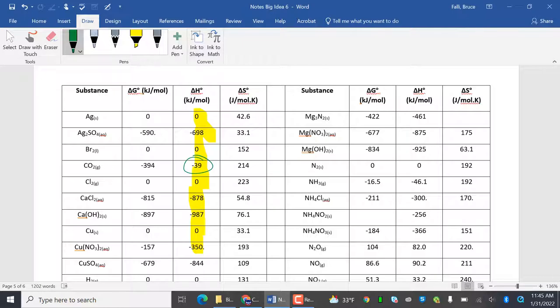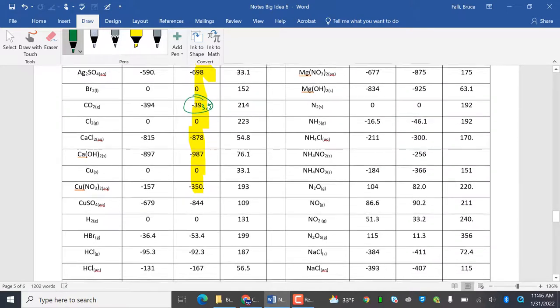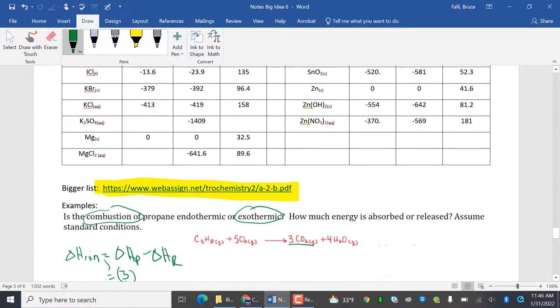I'm going to ask my phone. What is the heat of formation for carbon dioxide? Come on, Siri, let me know. Yeah, okay, I didn't think that was right. This is negative 393.5. Okay, so I wonder if this whole thing's a little messed up.